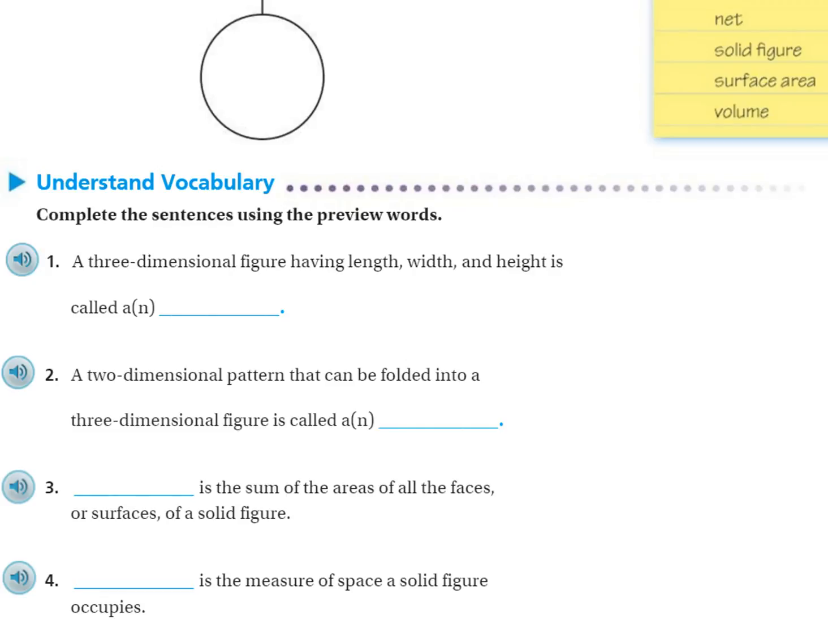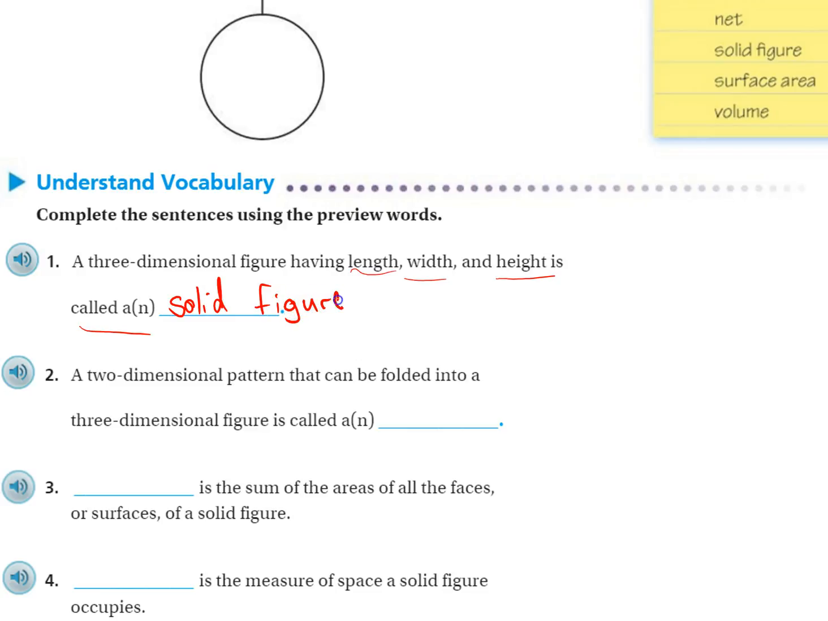Okay, now I really want you to focus and listen to this part because this is the new vocabulary that we're going to be using throughout chapter 11. So you're going to want to get familiar with this. So number one, a three-dimensional figure having length, width, and height is called a solid figure. We just kind of talked about that a minute ago in the last video.